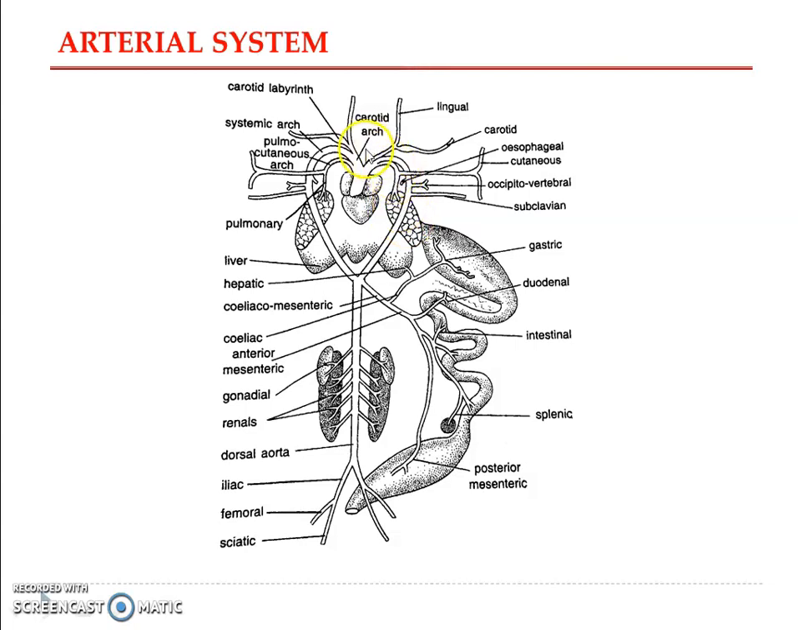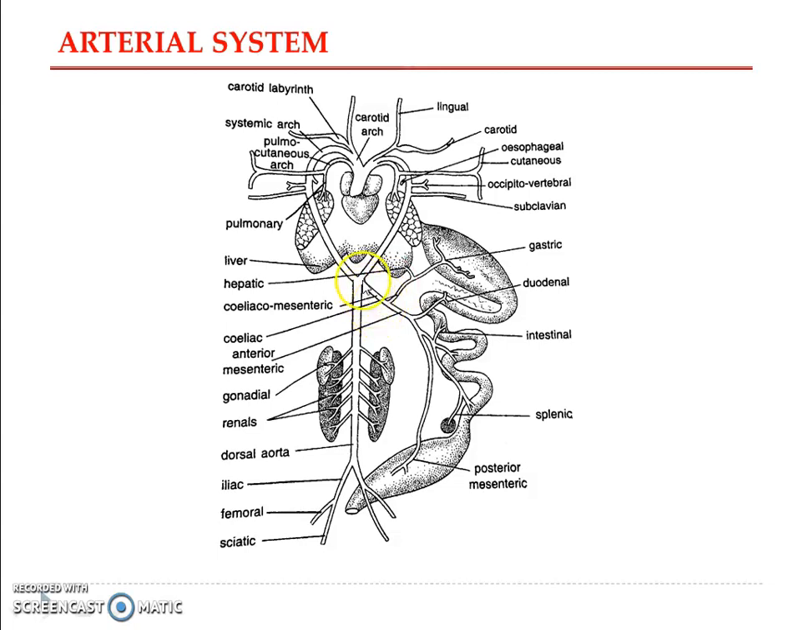Then we have the systemic trunk, which curves down along the esophageal region. It moves posteriorward and joins with the systemic trunk from the other side to form what is known as the dorsal aorta. On its way downward, each systemic trunk gives off three branches. You can see the subclavian, the occipitovertebral, and the esophageal.